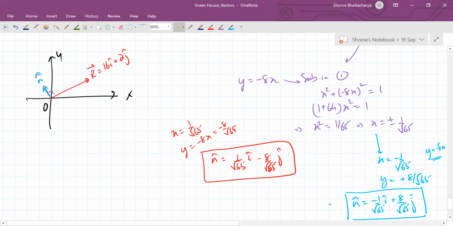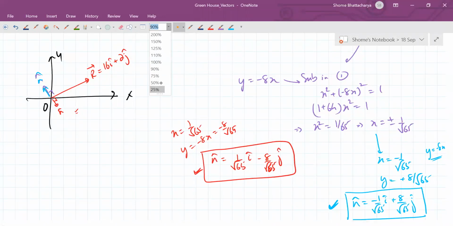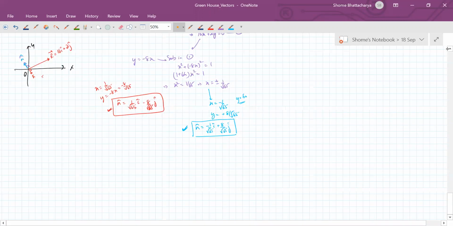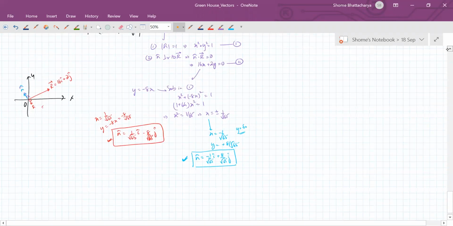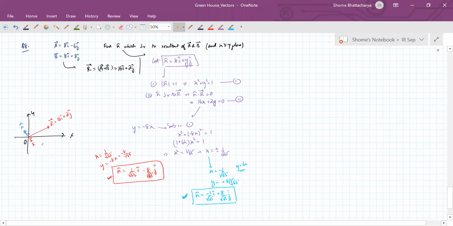That would be this one. Or I could also have a unit vector in this direction. It should have a positive x component and a negative y component. That would be this one. So there are two possible unit vectors which are perpendicular to r. So those are these two. Okay, so I don't remember if we have discussed this question before, but this is a good question. Something important over here in your analysis. Just make a note of this.